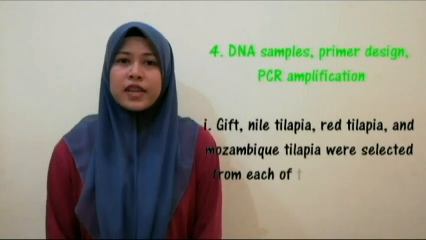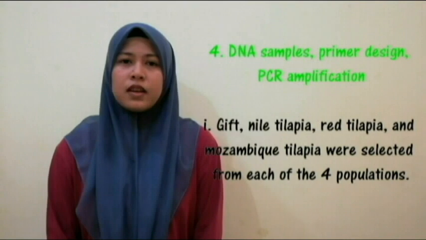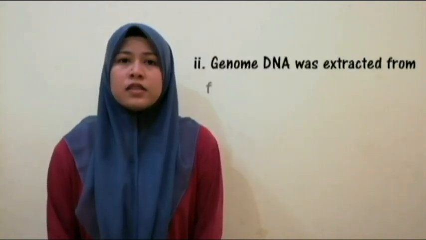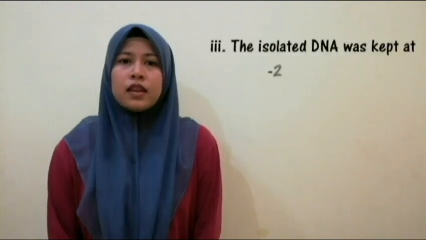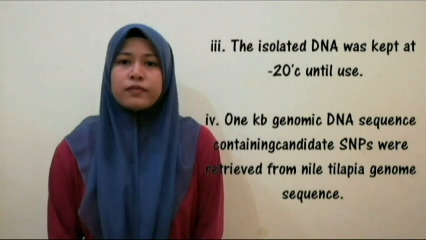The next step is DNA sample, primer design, and PCR amplification. Firstly, Leaf tilapia, Nile tilapia, red tilapia, and Mozambique tilapia were selected from the 4 populations. Then, genomic DNA was extracted from fin clips using the DNeasy Blood and Tissue kit according to the manufacturer's instructions. Then, the isolated DNA was kept at -20 degrees Celsius until use.